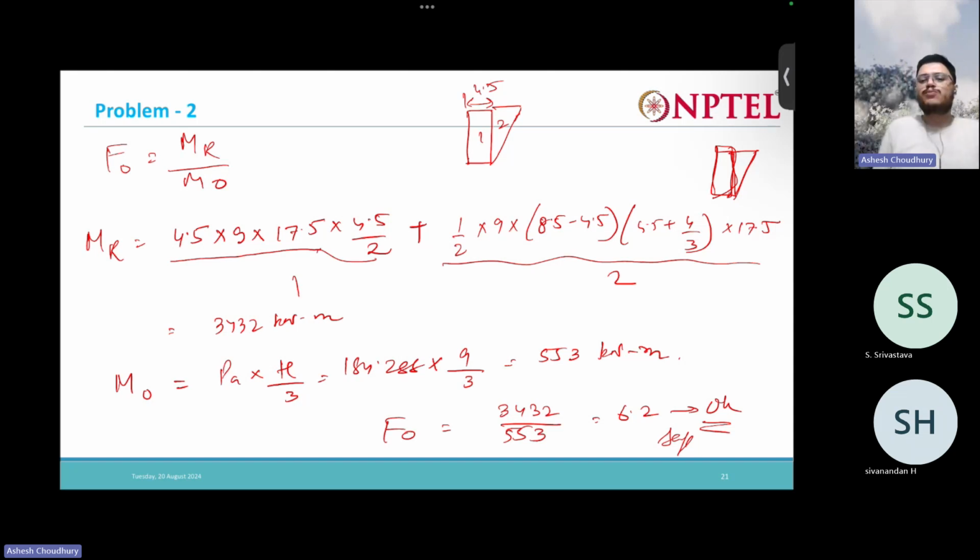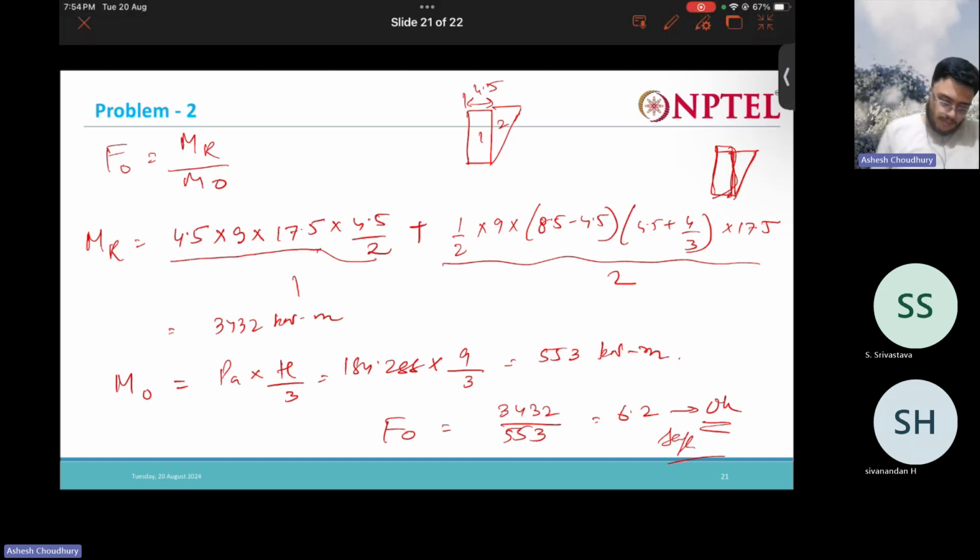Okay, this second problem was not a design problem. It was just a basic check kind of thing, a design check. The first problem was a complete design problem where we designed from scratch. So let us just see the first problem once again. We will revise for 2 minutes.